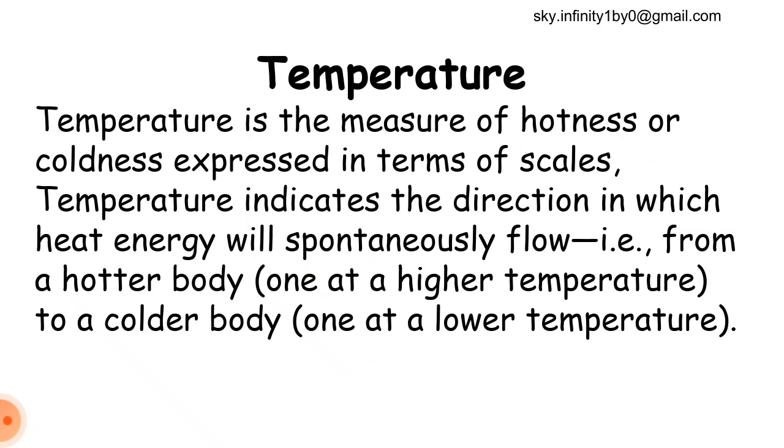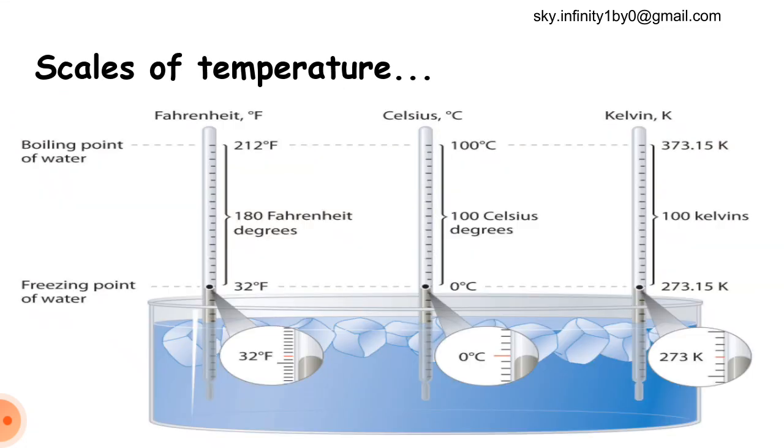We need to keep in mind that the flow of heat energy is always from a hotter body to a cooler body, that is from a high temperature to a low temperature. Now we will see the various scales of temperature. We have taken three different thermometers with three different scales, and they are dipped in a jar of water.